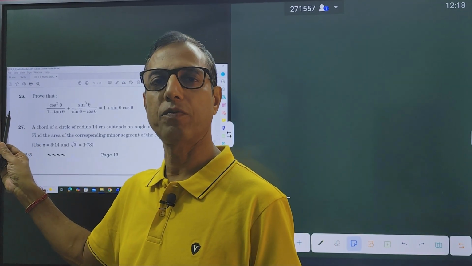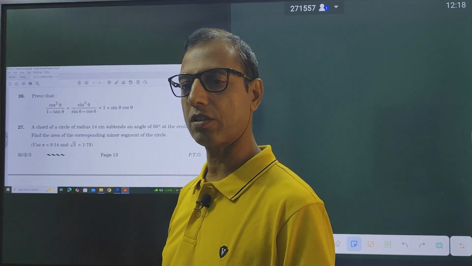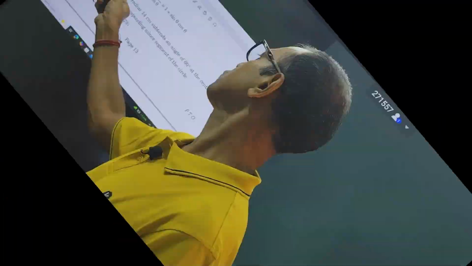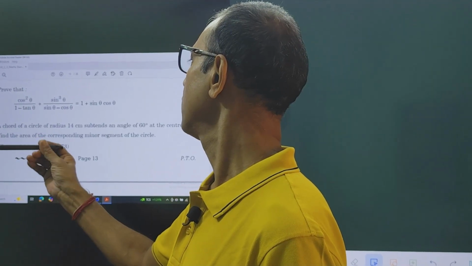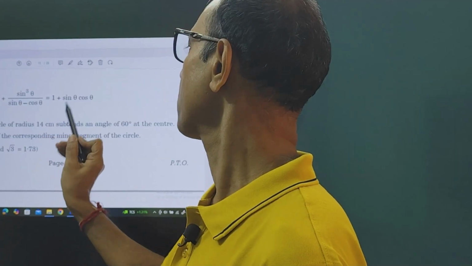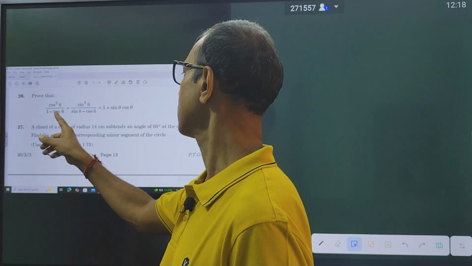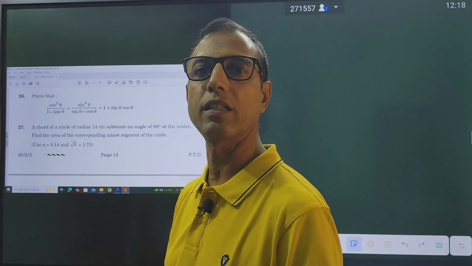This is another set of question paper. Question number 26, very short answer type question. Prove that cos square theta by 1 minus tan theta plus sin cube theta by sin theta minus cos theta equals 1 plus sin theta cos theta. See how you can do that? Both ways it is sin theta cos theta. So you need to convert tan theta into sin theta by cos theta.